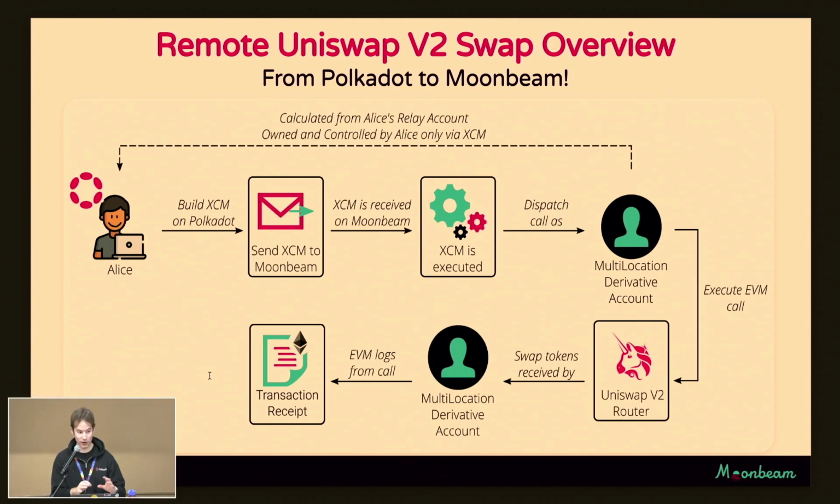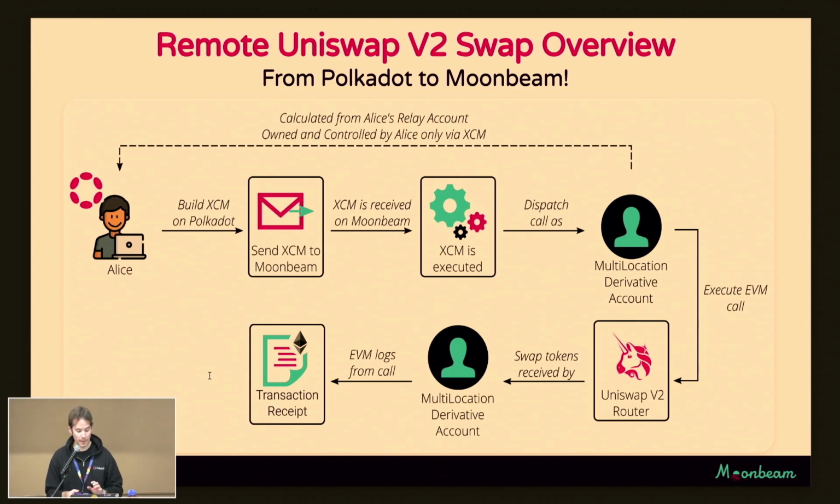To start from an overview, we're going to be starting from the Polkadot relay chain. Let's say Alice has an account on Polkadot. We're going to build an XCM message there, and then we're going to send that XCM to Moonbeam. We'll specify what the destination chain is, and then this XCM message will be looked at, it'll be analyzed, and it will eventually dispatch an EVM call. But there's an important step here: first, this EVM call is going to be dispatched from a multi-location derivative account. So what the heck is this, and why is it important?